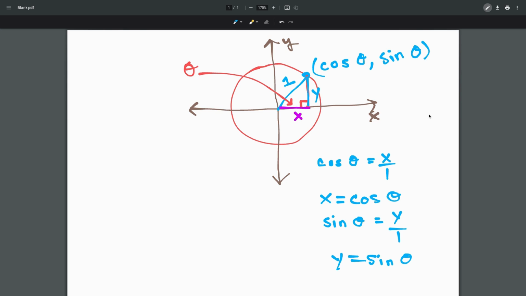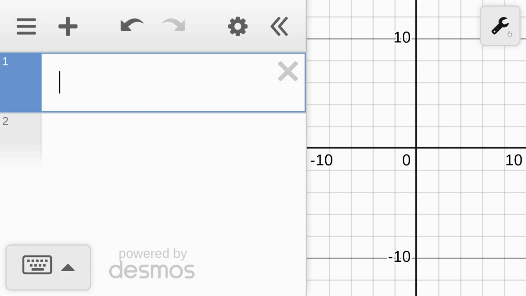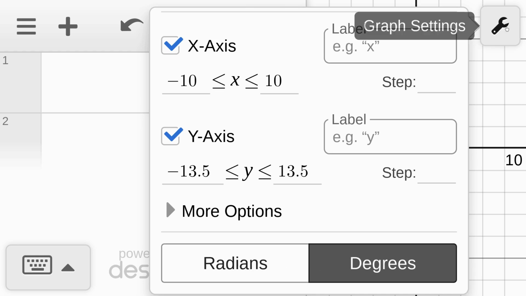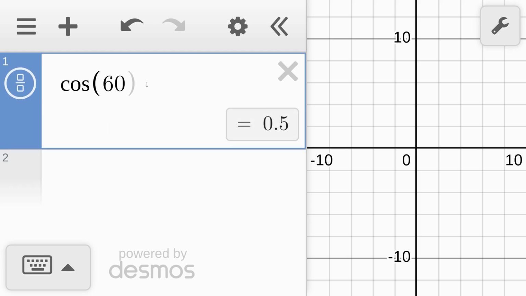All right, so now we can figure out what this is based off this angle. So let's say that theta is 60 degrees. So, well, what is x? Well, x is the cosine of theta. Okay, so let's pop over to Desmos to figure that out. And we want to check in Desmos that we're in degrees. So if we go down, I switched it to degrees earlier. Normally it's based off radians, but it's in degrees. So we'll do cosine of 60 degrees. That gives me 0.5.